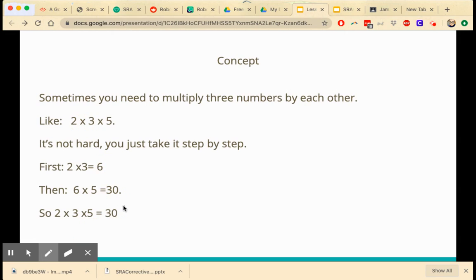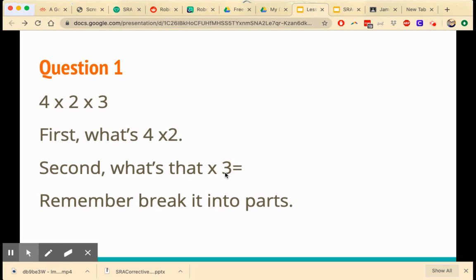You're going to go ahead and try that on your own, all right? First question is 4 times 2 times 3. So we're going to break it up just this time. First, what's 4 times 2? Pick your answer now. Okay. 4 times 2 equals 8, okay? Now we're going to take that 8 and we're going to multiply it by 3. Go ahead and find your answer now. What's 8 times 3?